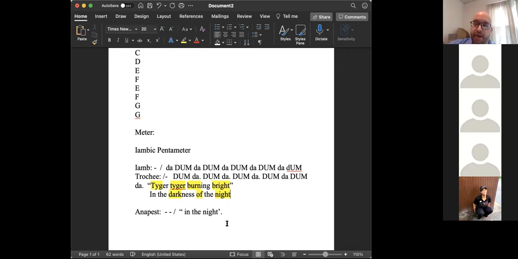By the dawn, right? If you read through a lot of poetry, the poet who uses these the most is Edgar Allan Poe. Edgar Allan Poe uses a lot of these anapests in his poetry. If we scan through a poem like Annabel Lee, he uses a lot of these.